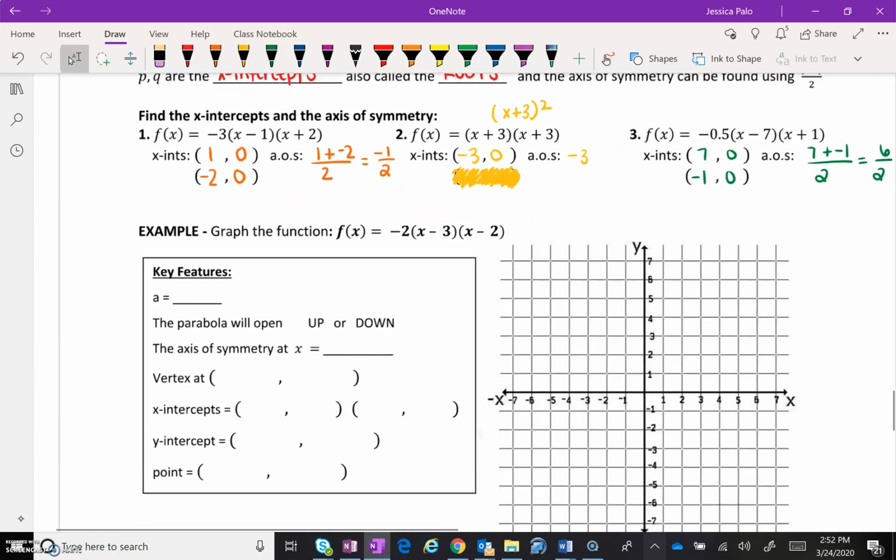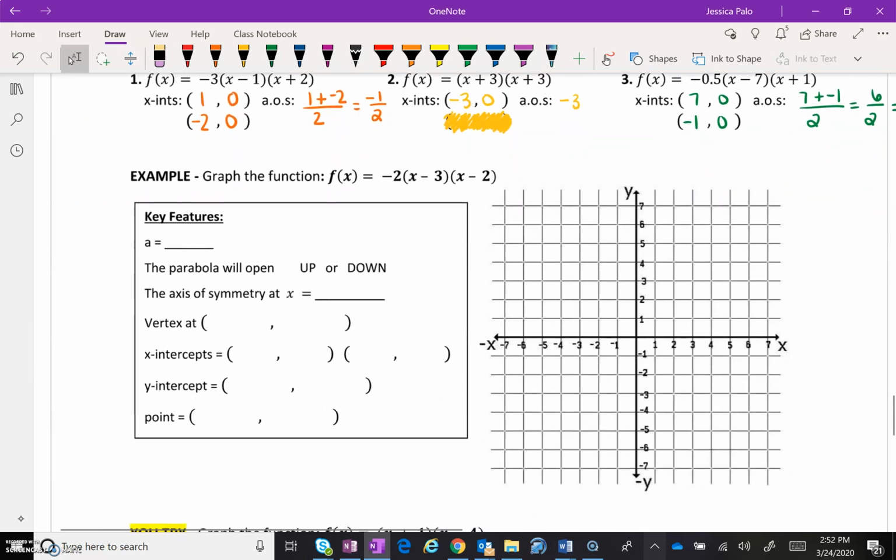Now let's graph this. So here we have our A. A is always out front. So A is negative 2. A is negative, so we know that this parabola is going to open down. The axis of symmetry is at x equals 2.5. X equals 2.5 for the axis of symmetry.